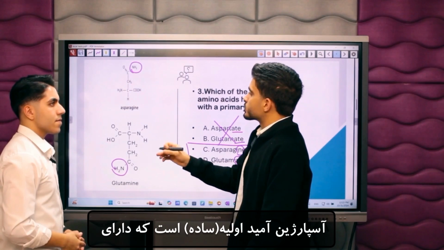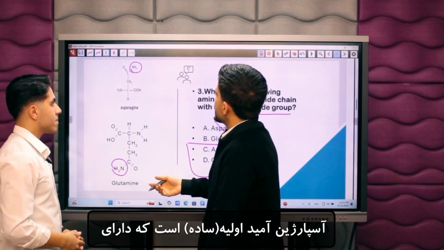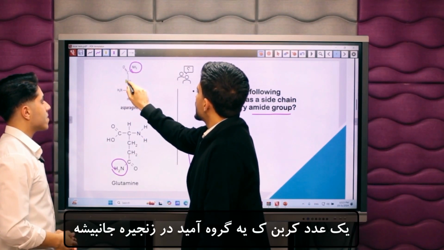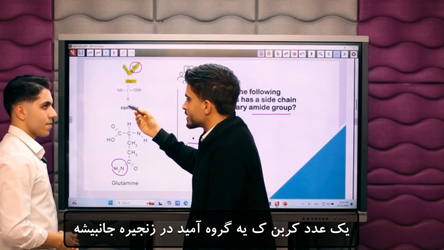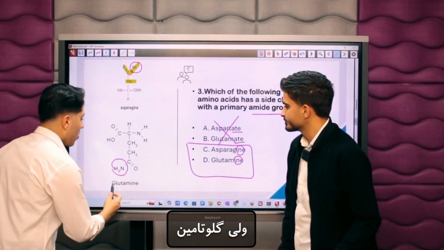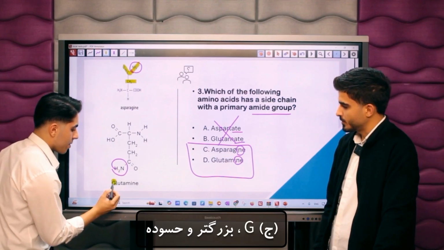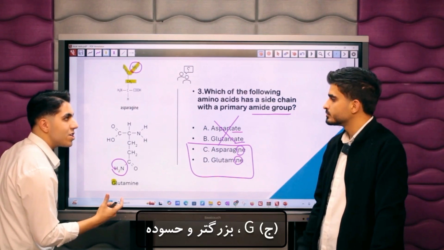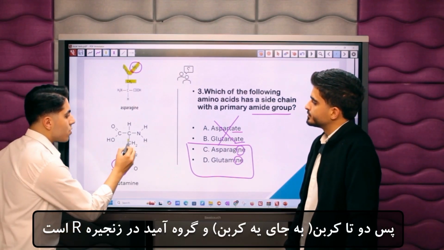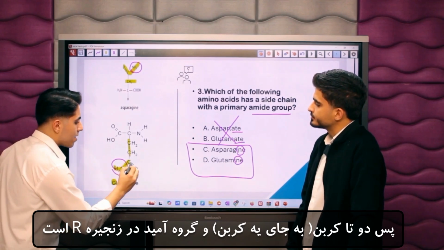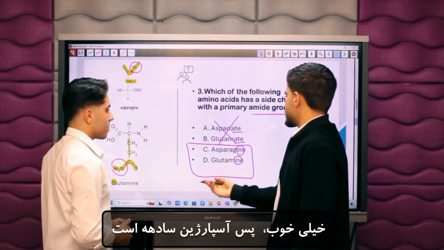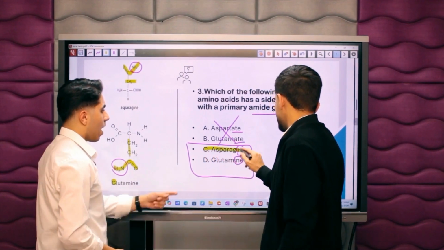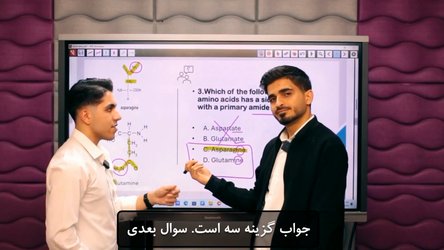Asparagine is the primary amide, which contains 1 carbon and 1 amide in its side chain. But glutamine, G, it's a giant form and a jealous one. So it has 2 carbons and an amide group in its side chain. Alright. So asparagine is a simple one. Option C is the answer. Next question.